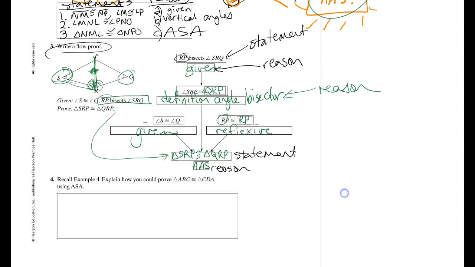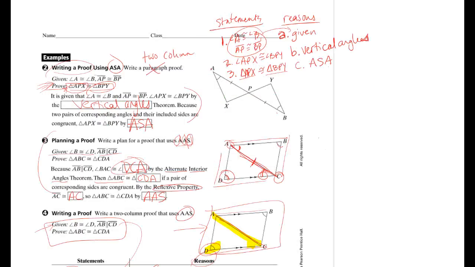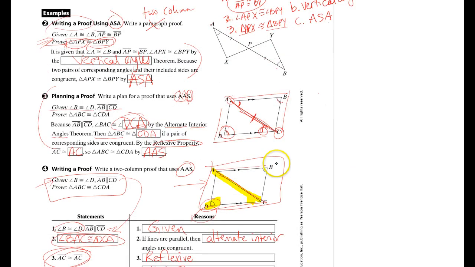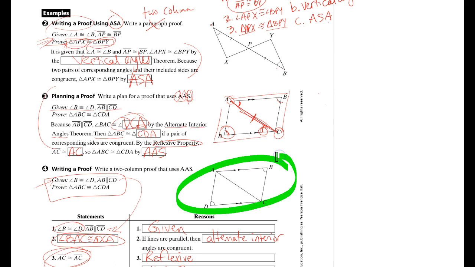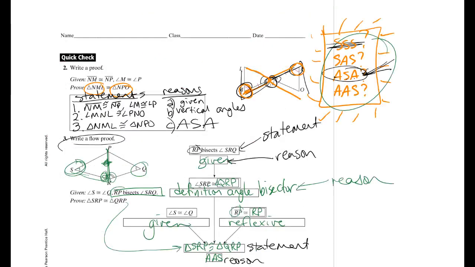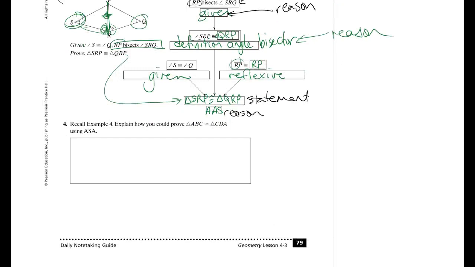How could you prove ABC congruent to CDA using ASA? Whoa. Okay, let's take a look back at example 4. It was this one. And we had the parallel lines, and we had an angle opposite at the other corner from another angle. So let's go back and see what the question was again. Let me duplicate that drawing. So we've got something like this.